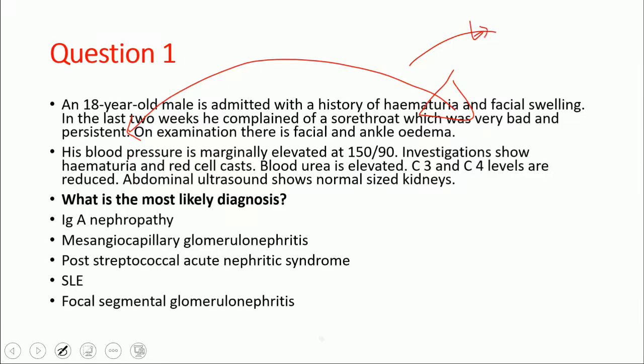Now there are two syndromes that look very, very similar. One is post-streptococcal glomerulonephritis, and the other one is another disorder called IgA nephropathy. Right? These are very similar. They both cause nephritic syndrome, right?